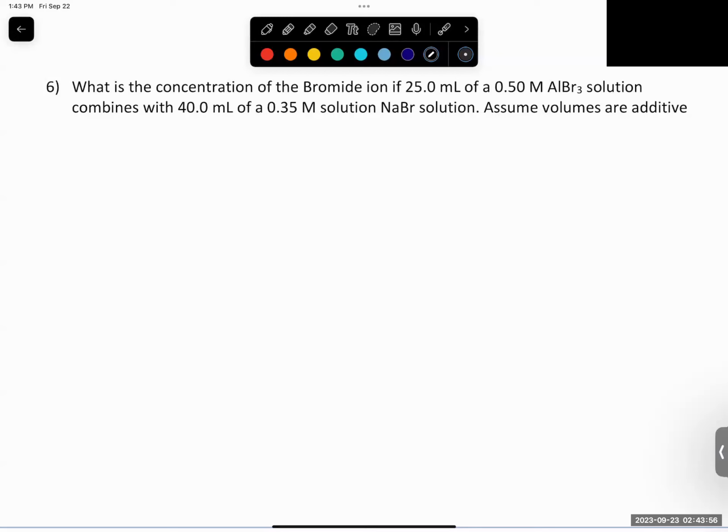Moles over volume. So molarity equals moles over liters. I'm gonna change it up real quick for this question. So for Br minus, since we're finding the total bromide ion, we have two things here. I'm gonna say total moles over total volume. Let's get the moles first. So for this AlBr3, how do we get the moles from the stuff given?